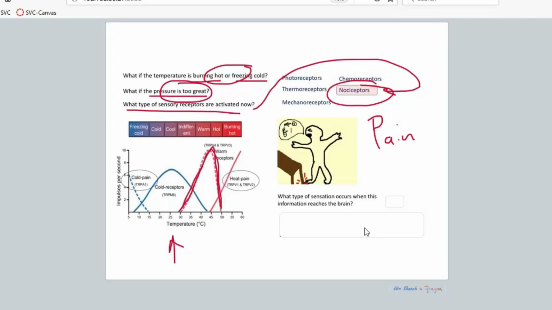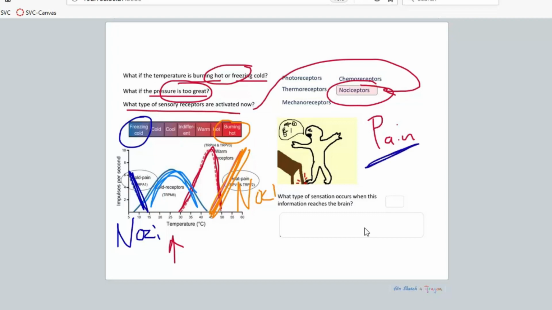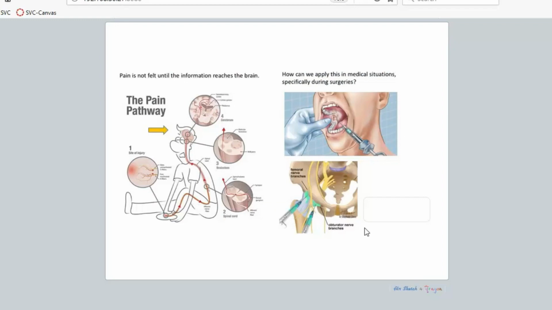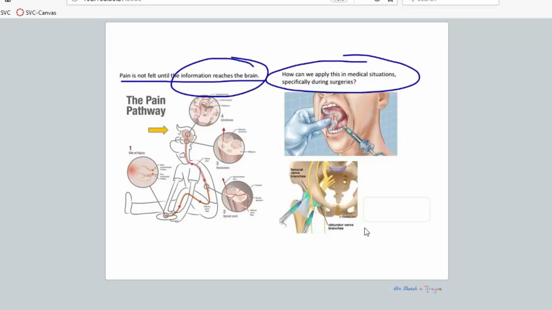So here in this diagram, you can see that thermoreceptors detect warm. But once you get outside of that and you get into the burning hot, that's when these nociceptors are activated. Same thing with cold. Here are cold receptors. Those are thermoreceptors. But once you get into the freezing cold, then you start activating the nociceptors. And when nociceptors are activated and this information goes to the brain, what kind of sensation do you feel? That's when you feel pain. Again, pain is not felt, all of this sensory information is not felt, until the information reaches the brain.